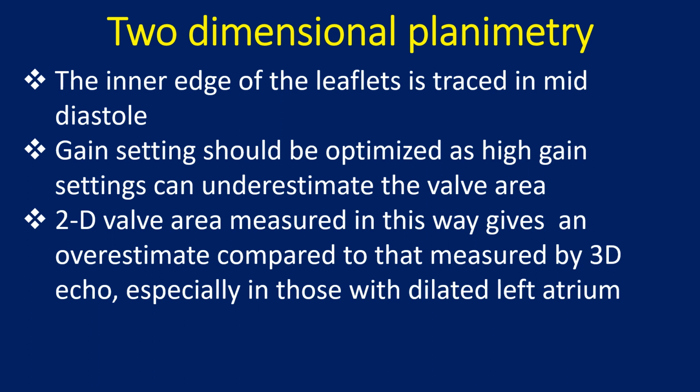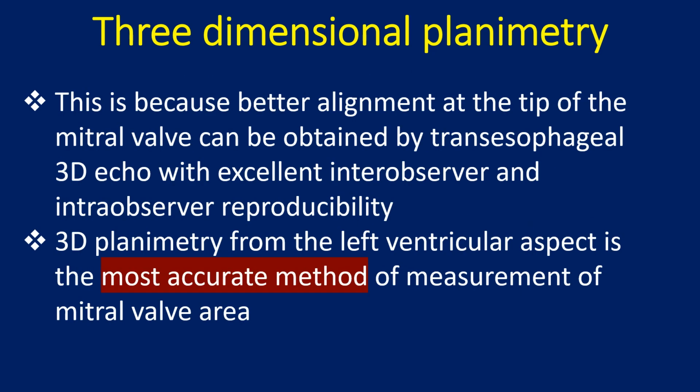Two-dimensional valve area measured in this way gives an overestimate compared to that measured by three-dimensional echocardiography, especially in those with dilated left atrium. This is because better alignment at the tip of the mitral valve can be obtained by transesophageal 3D echo with excellent inter-observer and intra-observer reproducibility. 3D planimetry from the left ventricular aspect is the most accurate method of measurement of mitral valve area.